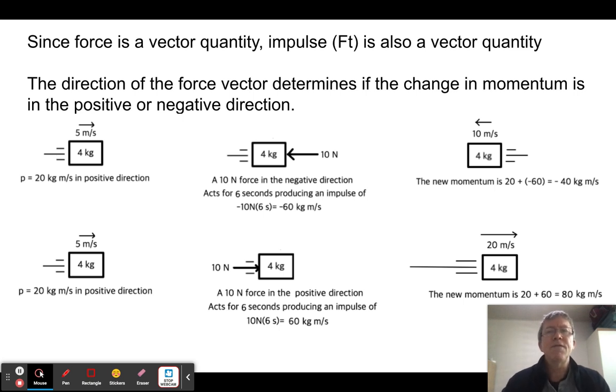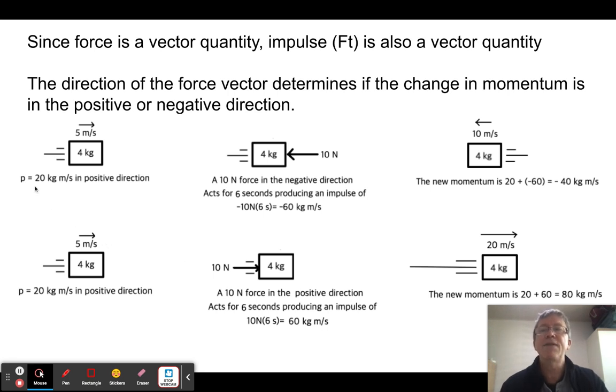Now, since force is a vector quantity, that means impulse is also a vector quantity, right? Because it's force times time, the scalar, and force is a vector, so it's going to be a vector quantity. So that means direction matters. And here's a place you might get tripped up. You've got to always remember that force has a positive and negative direction.